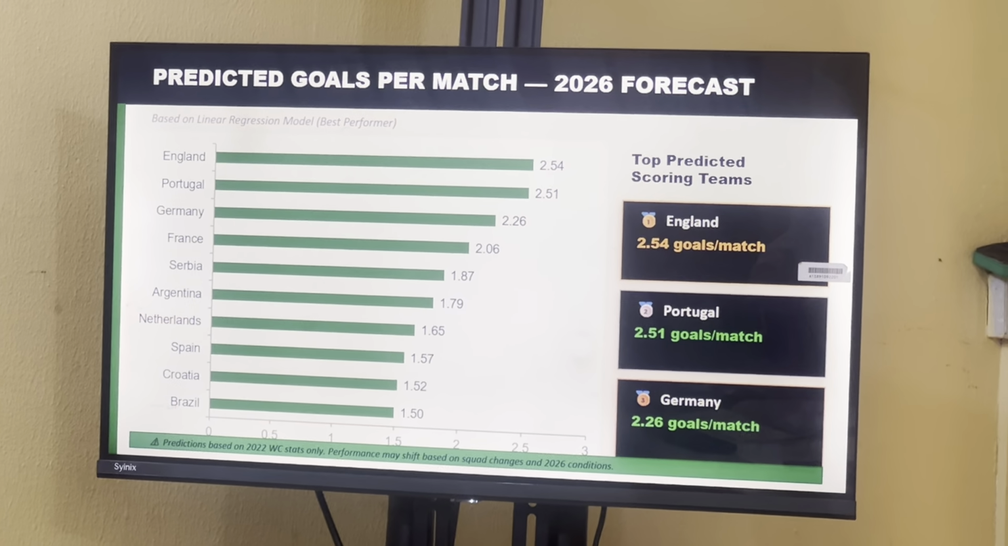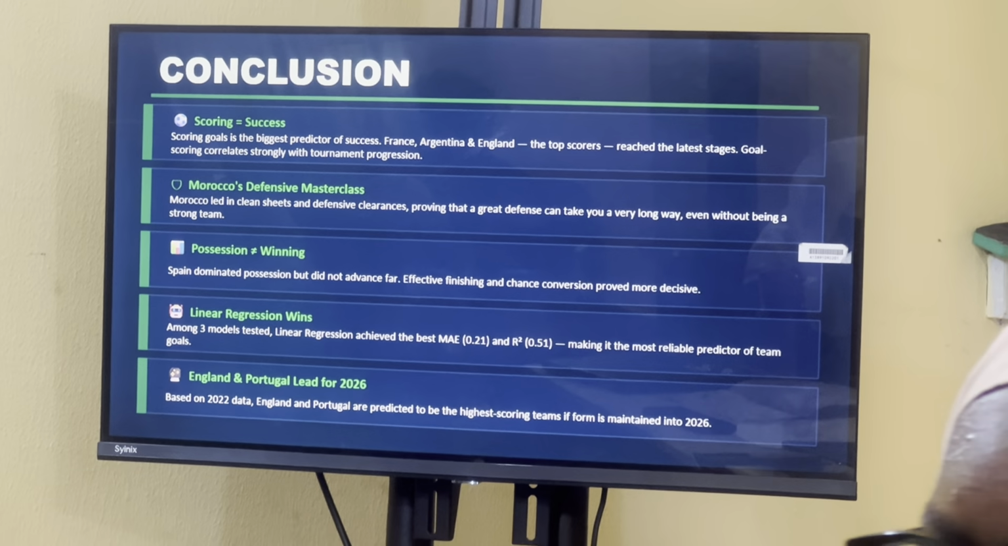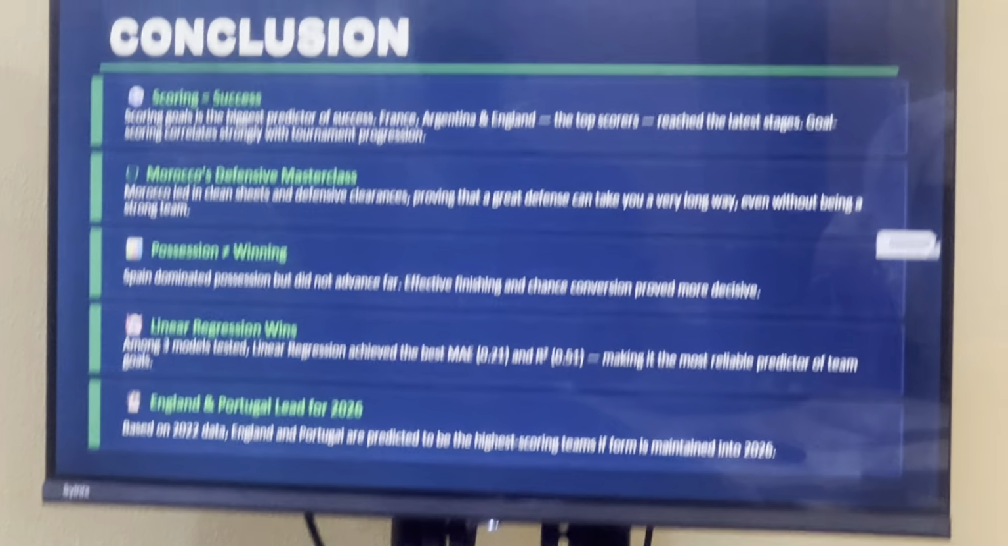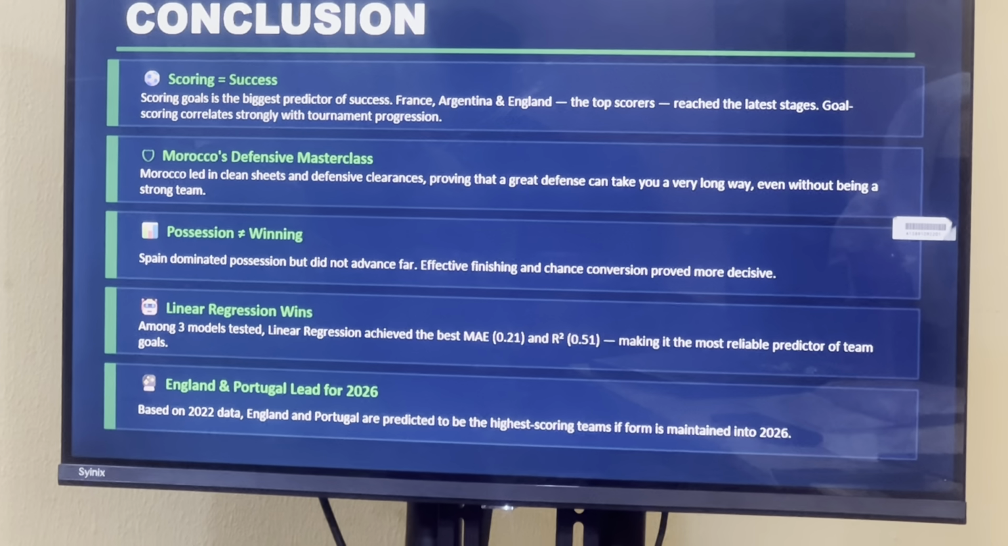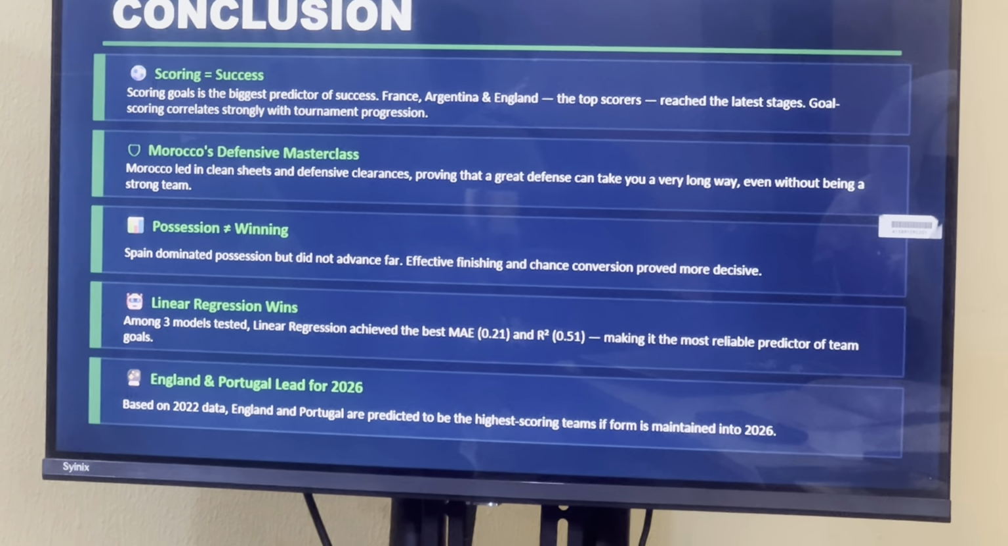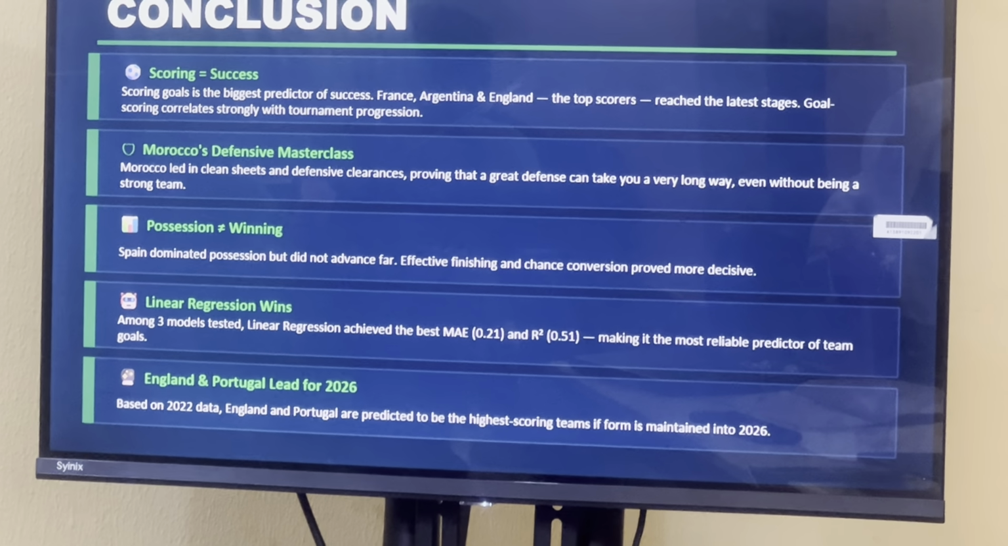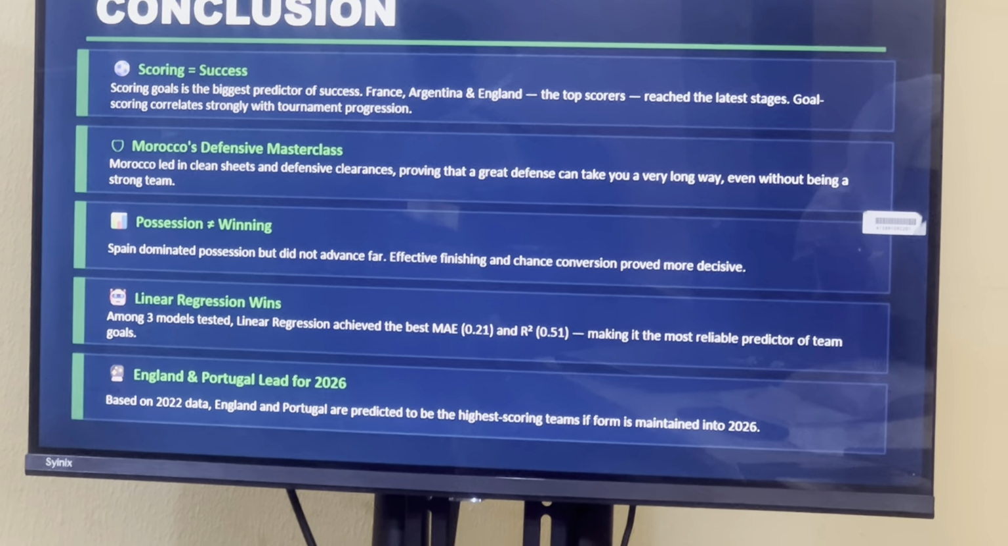Next is just a summary of what I just said. Scoring goals equals success. As you can see, France and Argentina had the most goals and they reached the final. So goal scoring correlates strongly with tournament progression.